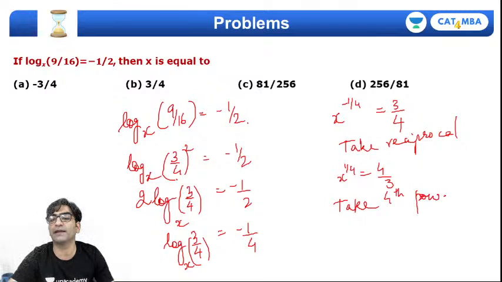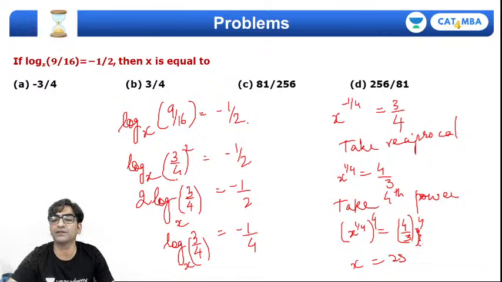तो फोर्थ पावर लेंगे तो ये बनेगा x to the power 1/4 whole 4 will be equal to 4/3 raised to the power 4. तो ये तो बन गया x, यहां बनेगा 4^4 is 256, 3^4 is 81. तो वही आंसर आ जाएगा, राइट.